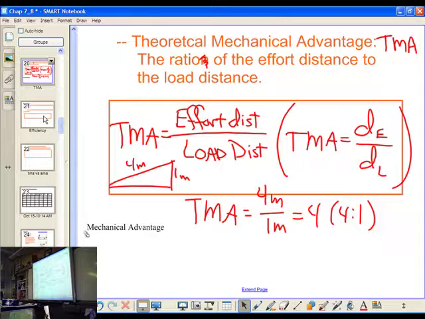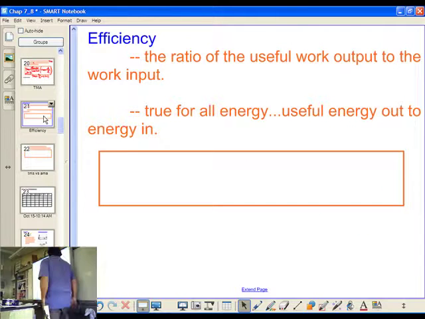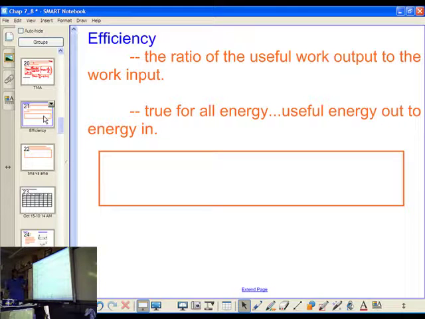Okay, so what would be that difference? Well, we call that difference efficiency. Efficiency is the ratio of the useful output work to the input work. Now, this is true for all energy. No matter what energy you're talking about, it's what you get out versus what you put in. So the best you can get is 100%. Best you can get if they're equal.